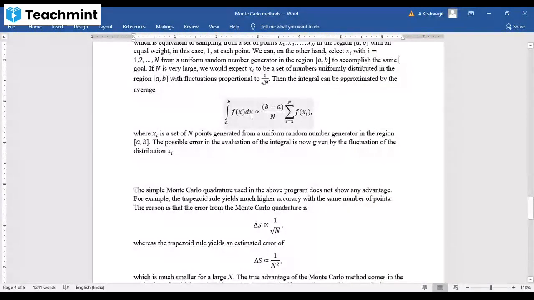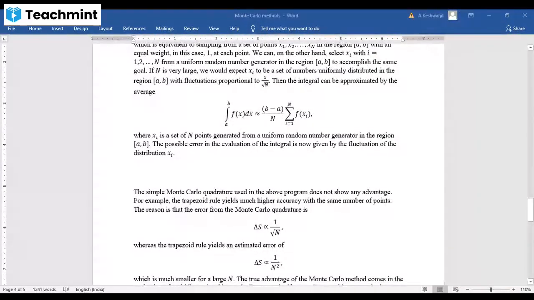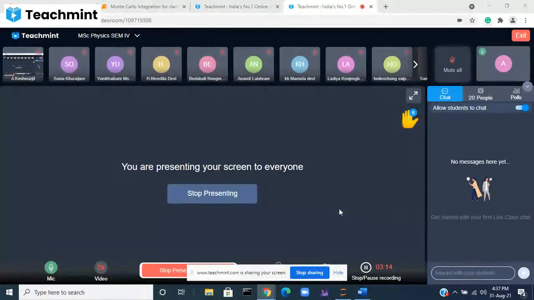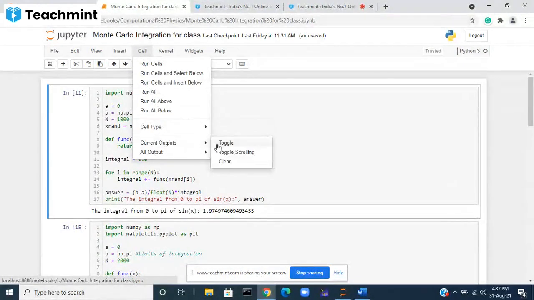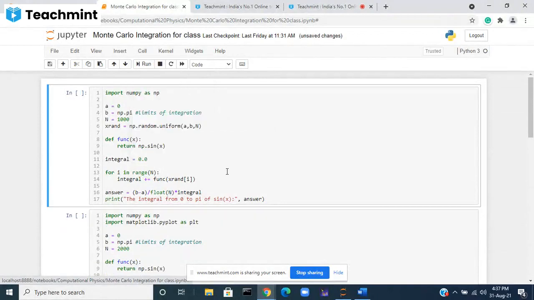Let us look at one example of this. In this first example, in this first Python program, we are going to clear all outputs and calculate the integral of sin x from 0 to pi.